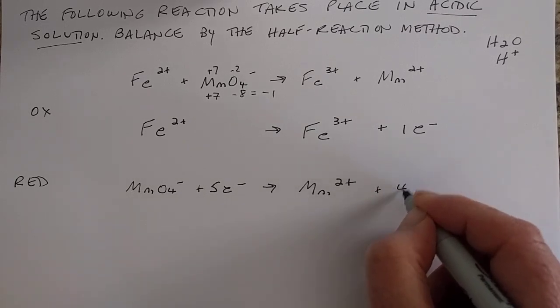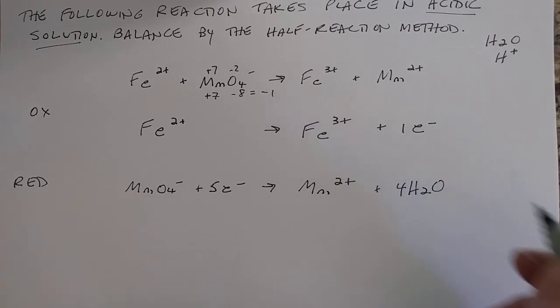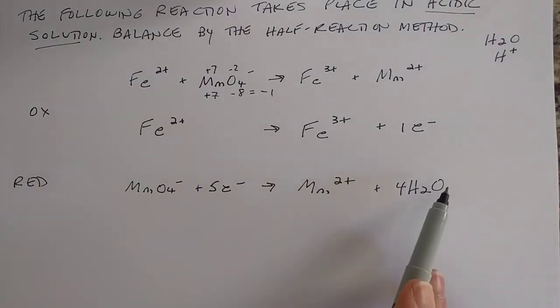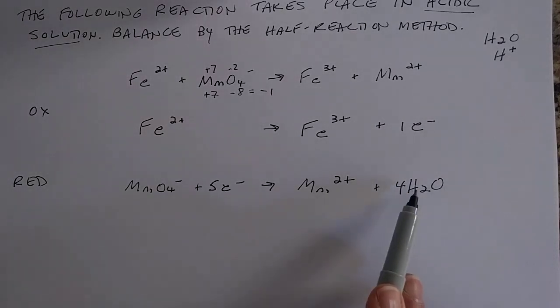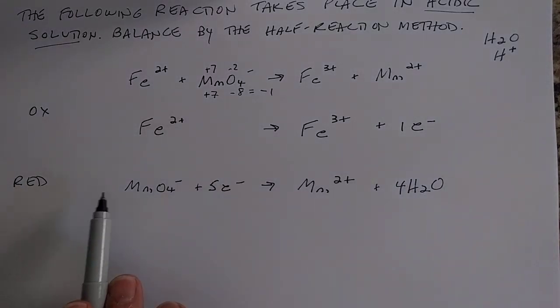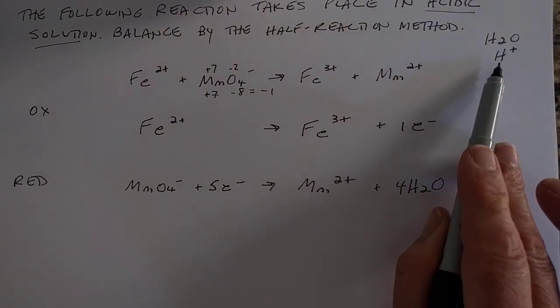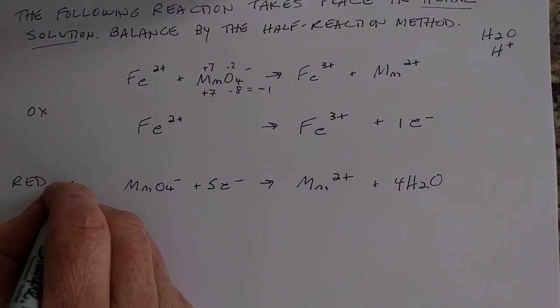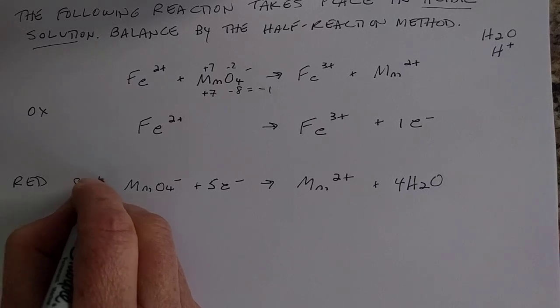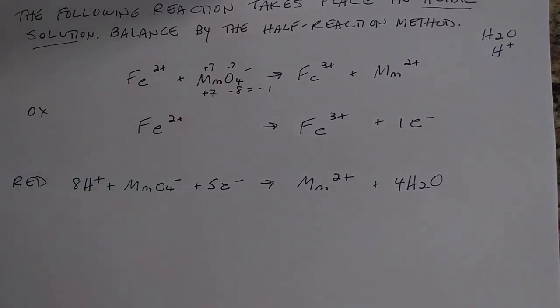So we put in 4H2O. So that's good for the oxygen, but now we've introduced 8 hydrogens. So we need 8 hydrogens over here. Where are we going to get it? From our acidic solution. So we can put in 8H+ on that side. So now we have our atom balance.